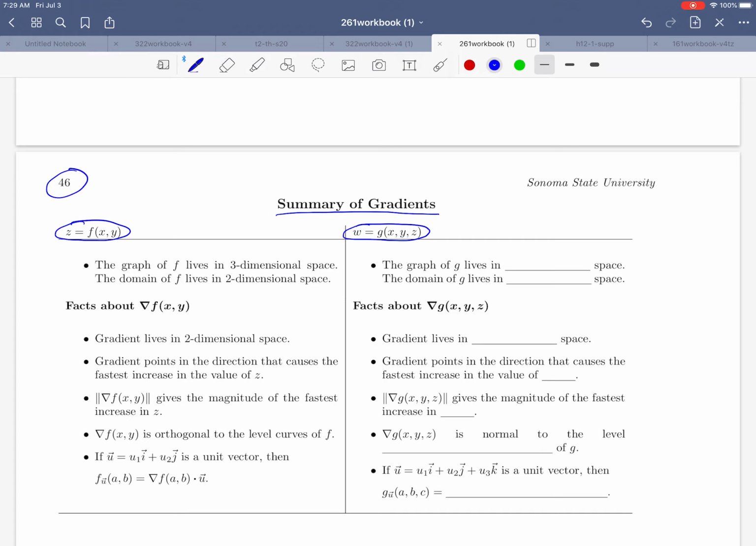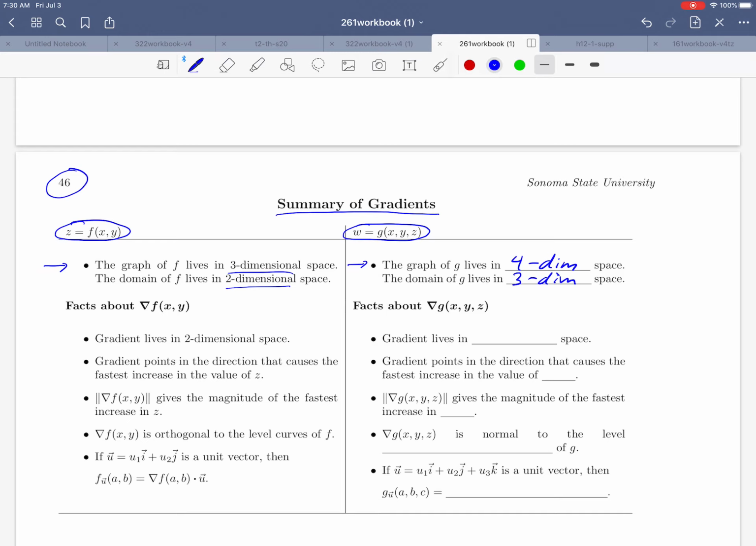Okay, so let's start with the first bullet point here under z equals f of x, y. We already know that if you draw a graph of a function of two input variables, it lives in three-dimensional space, whereas the domain occurs in two dimensions because we're talking about just the two input variables. What would the analog of that be over for the function w equals g of x, y, z? Well, there we just basically have one dimension higher, so the graph would live in four-dimensional space, whereas the domain would be in three-dimensional space, okay, for the x, y, and the z.